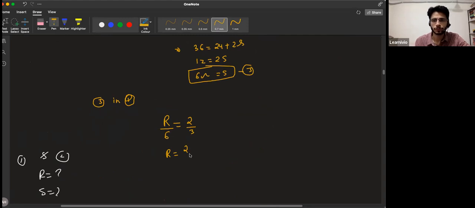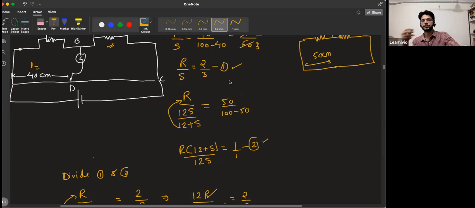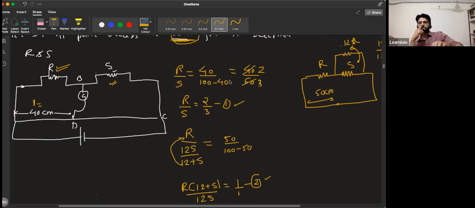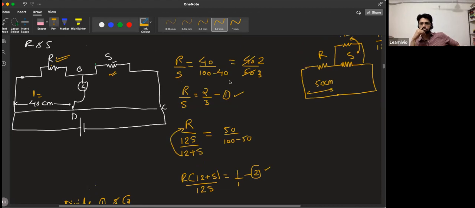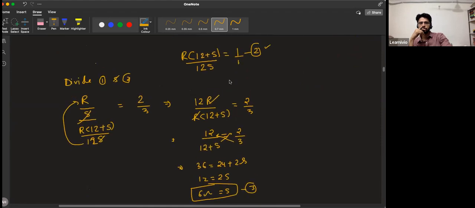So R is 2 by 3 into 6. So that's 4. So R is 4 and S is 6. At least note down these calculations, then I will revise it. Minashi, you do have doubts in this topic.